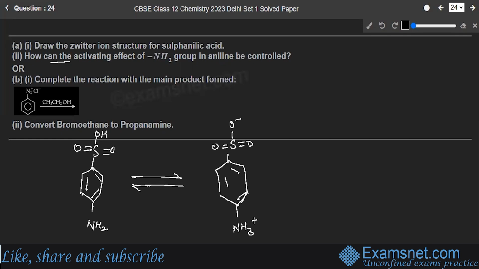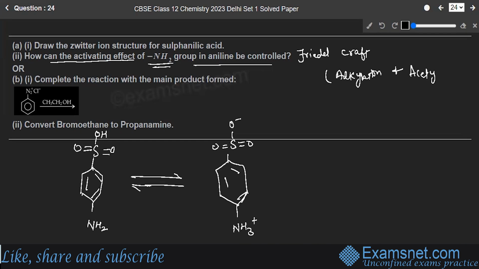Now, the second one: how can the activating effect of the NH2 group in aniline be controlled? This effect of NH2 can be controlled by using the Friedel-Crafts method, that is by alkylation and acetylation process, because nitrogen of aniline acquires a positive charge and hence can act as a strong deactivating group.